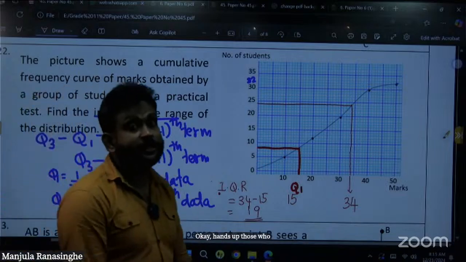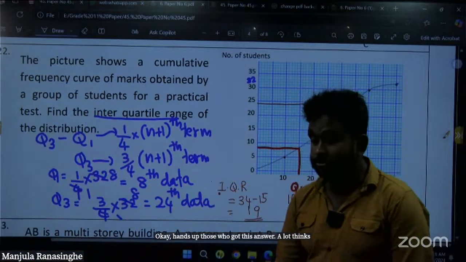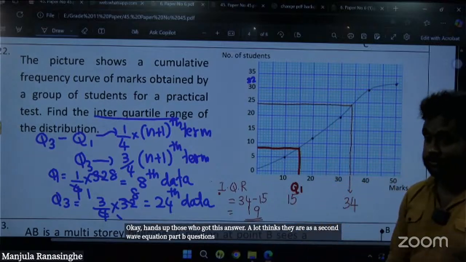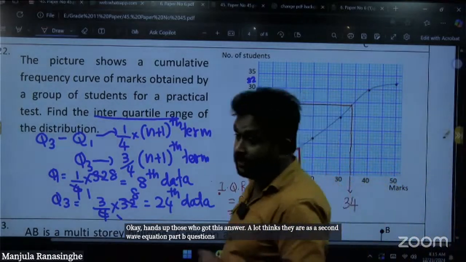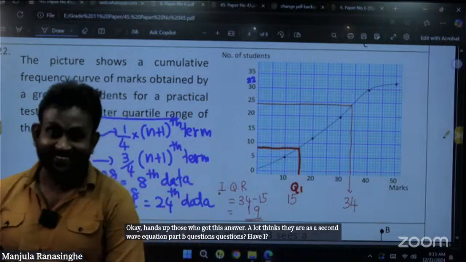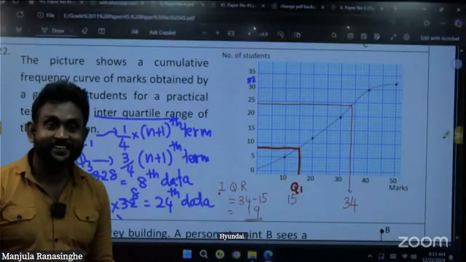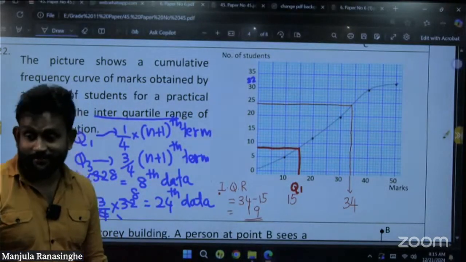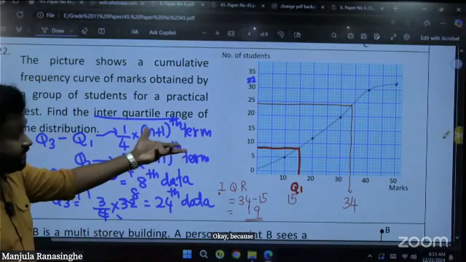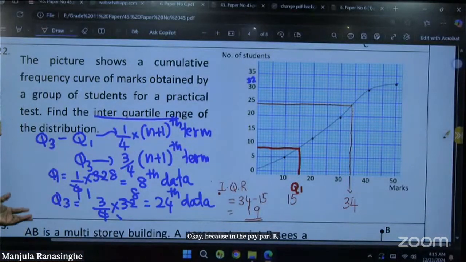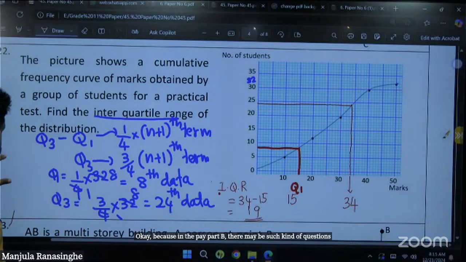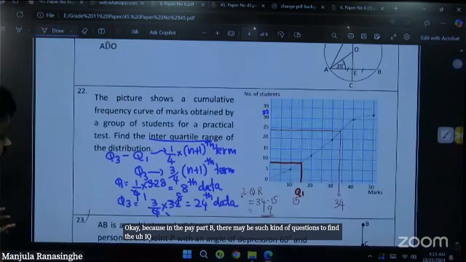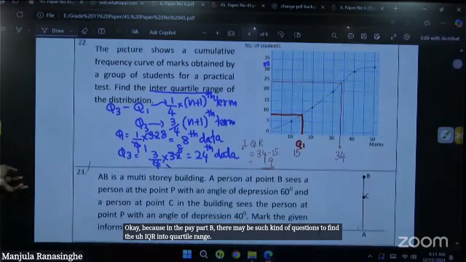A lot of things like this come in the second paper, part B questions. These are a bit tough, but good questions. Right. Okay, because in part B, there may be such kinds of questions to find the IQR, interquartile range. If anyone doubts, ask.